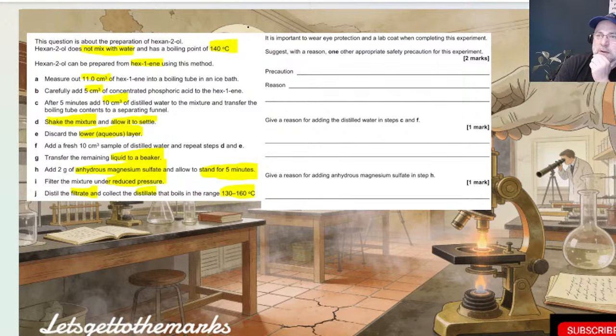Okay, now it's important to wear eye protection and a lab coat when completing this experiment. Suggest, with a reason, one other appropriate safety precaution for this experiment. What would you say here, guys? Wear gloves, because of the acid.